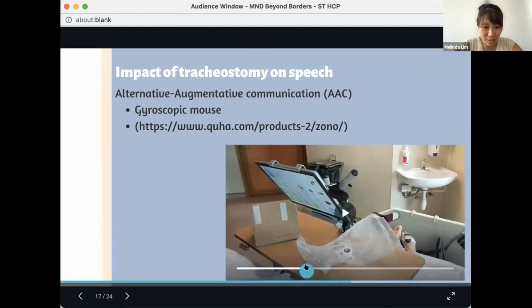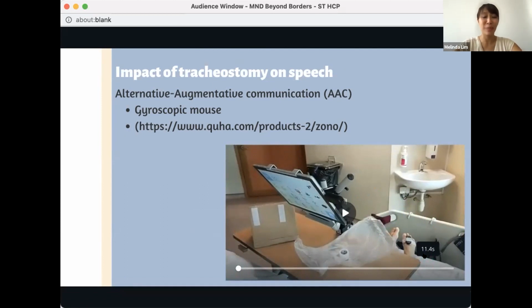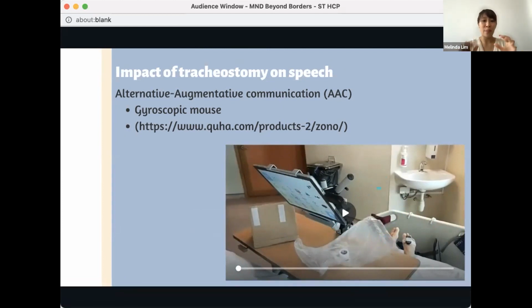So I am just going to rewind this. There's no sound to this video, but I just want to bring your attention to the person's right foot. So you can see this black device, that has been taped using micropore onto his right foot. And I would also bring your attention to the screen that we can see. And maybe if you could pay attention to what is being highlighted on the screen, that kind of shows where he's making that selection.